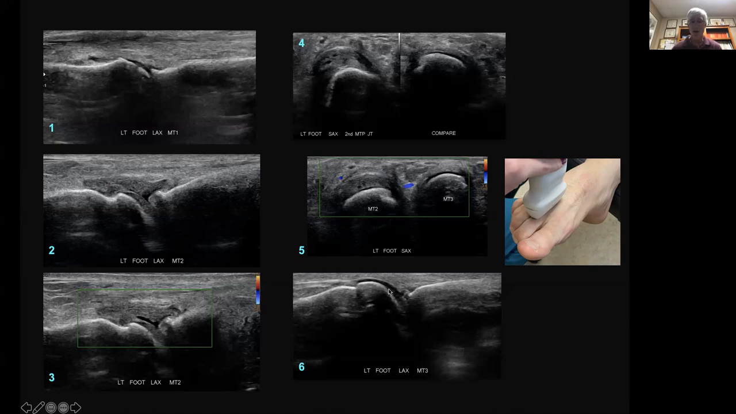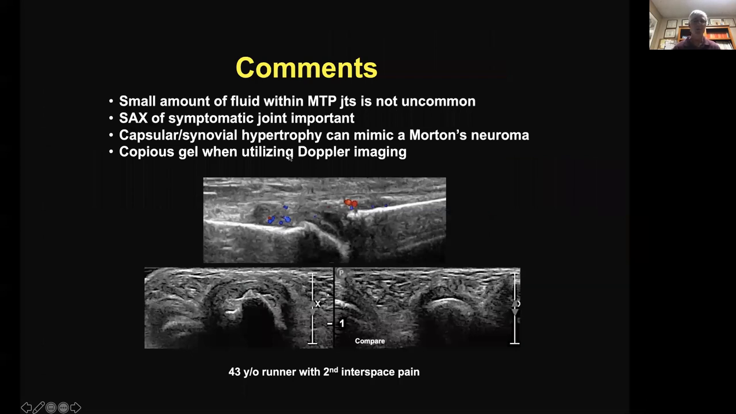I want to make a couple comments just about the joints. First, a small amount of fluid in the MTP joints is fairly common, and it doesn't necessarily mean pathology. As I already mentioned, you really want to look at the short axis of a joint that is abnormal, or again, the focus of the exam. Capsular or synovial hypertrophy can mimic a Morton's neuroma, and I'll show you why in a second. And then again, copious gel when using Doppler imaging.